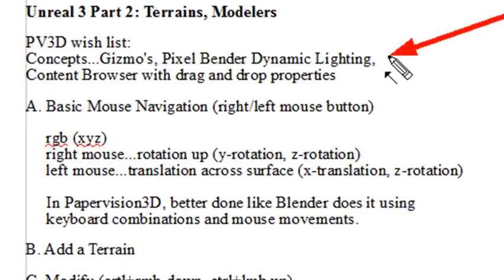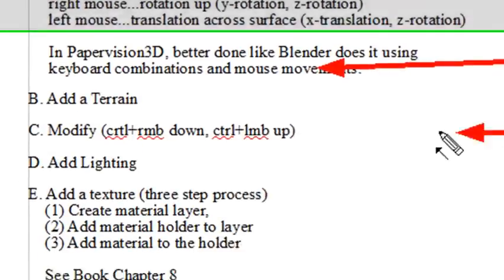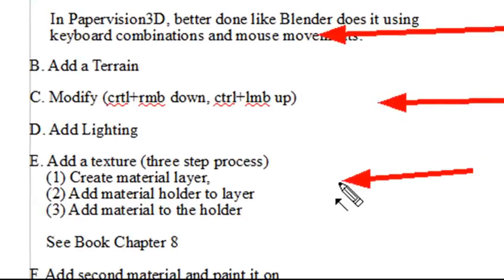So last time we were building this little wish list of things we want Papervision to do, and in the wish list we said, well, we should have gizmos, we should have Pixel Bender dynamic lighting, and we should have a content browser which gives you the ability to drag and drop images onto different 3D objects. So in this recording we're talking a little bit about mouse navigation. We're going to show you how to build a terrain, add some lighting to it, modify it, and add textures. So let's get to it.